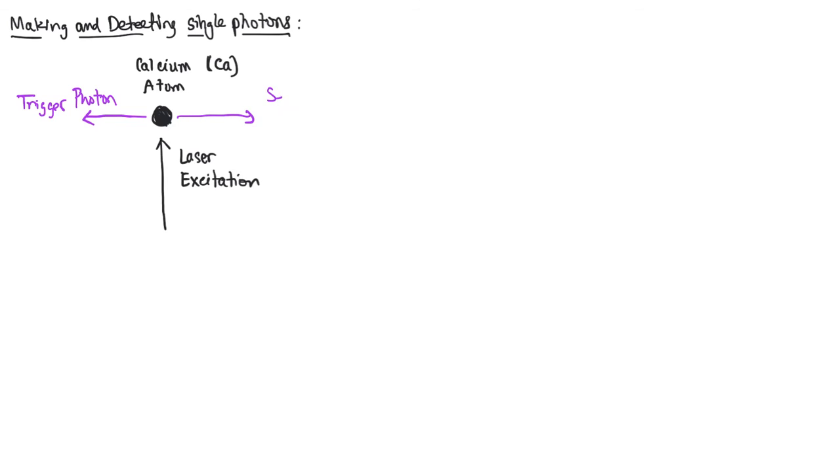And the second photon. So the trigger photon has one frequency, F1, and the second photon has another frequency, F2. And if you're wondering why this laser light excites the atom, but then when it decays you get 2 photons out, the reason is the following.